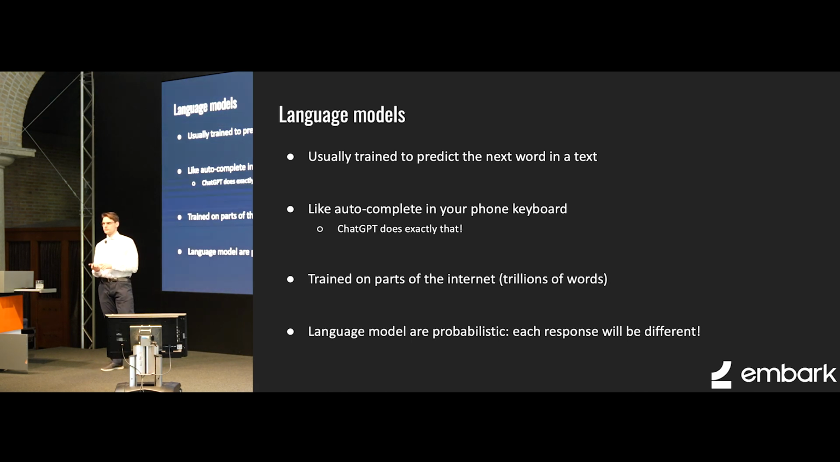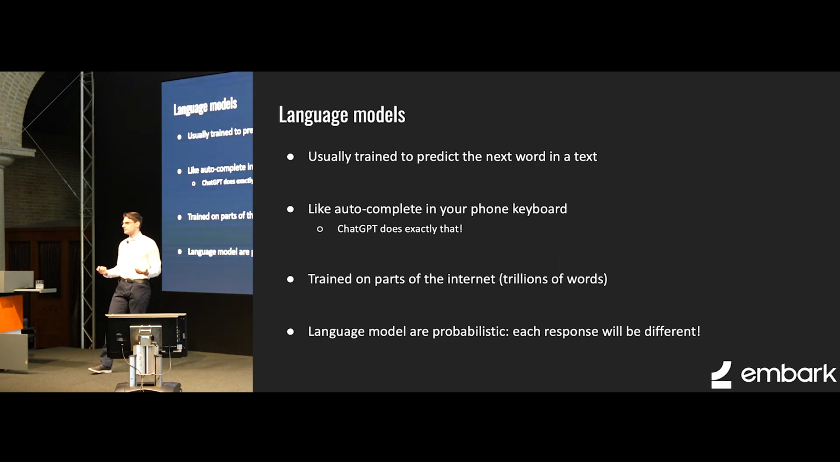If you take your phone keyboard, you can just press the word that it suggests to you and continuously press it, and you will create a sentence. It is probably a sentence that doesn't make a lot of sense, but it will be a sentence. Language models work exactly like that, and in fact, the most famous language model of all, ChatGPT, works exactly like that. The difference is that the autocomplete on your phone keyboard was trained on just the text that you sent to your family and friends. However, ChatGPT was trained on whole parts of the internet and literally trillions of words.